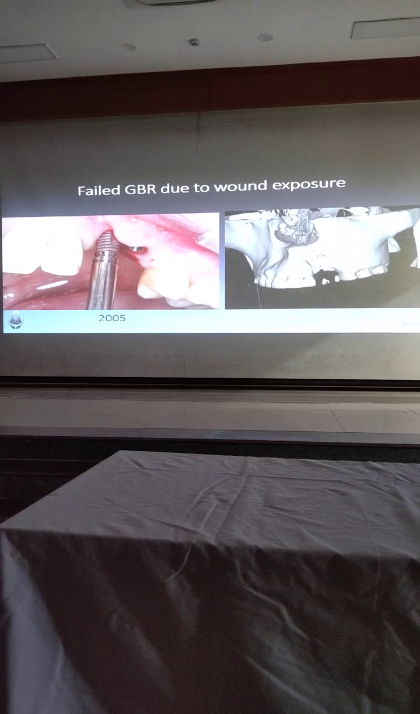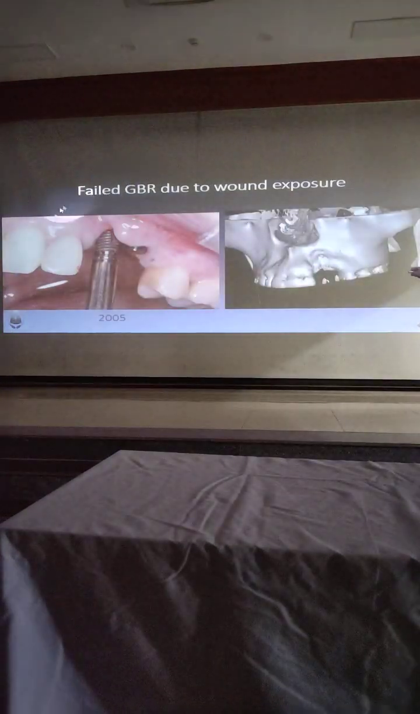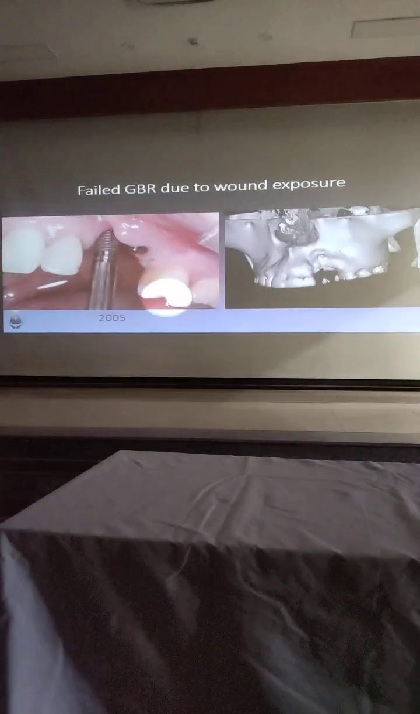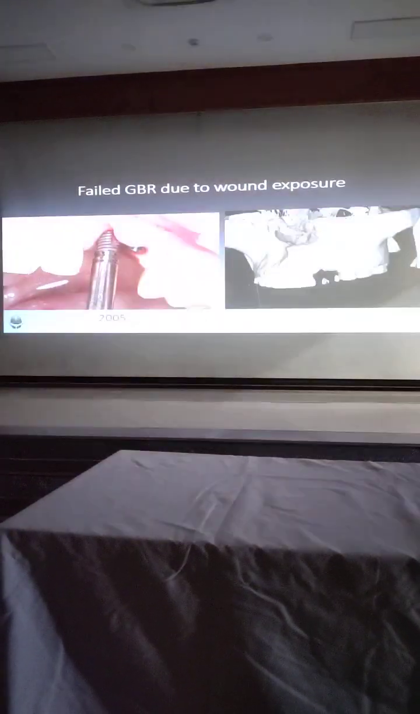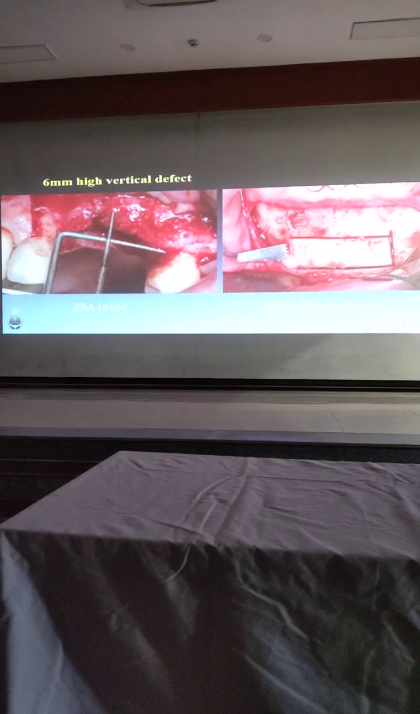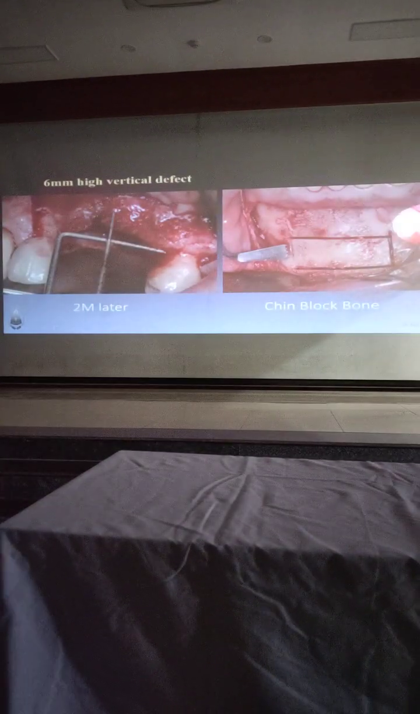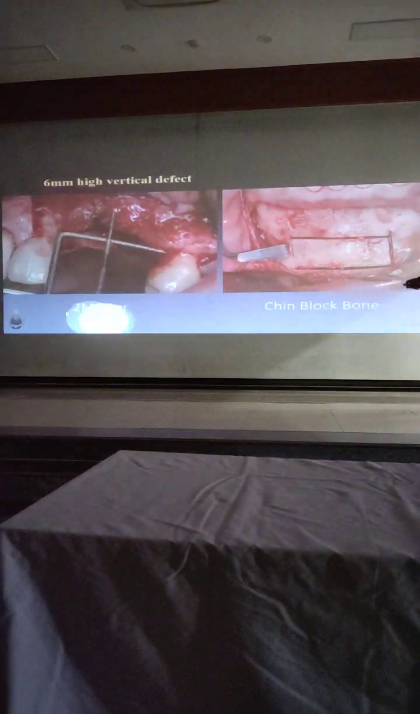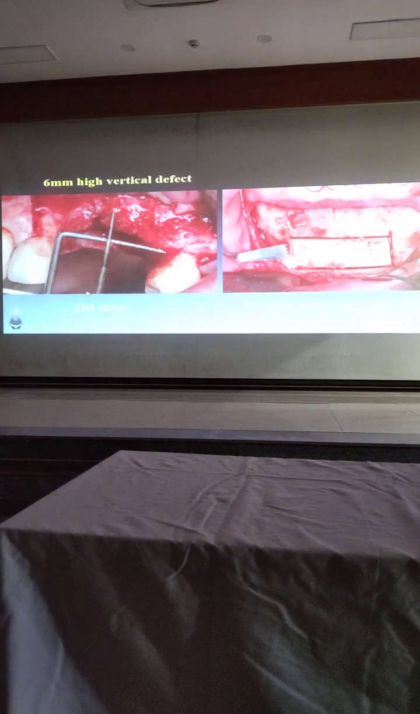This patient was referred to me because the first GBR done by my colleague was pain. So I remove all the implant and take those injector to the defect here. After soft tissue healing, I harvested 50 millimeter thick, for cancers of the skin in order to do three-dimensional augmentation.